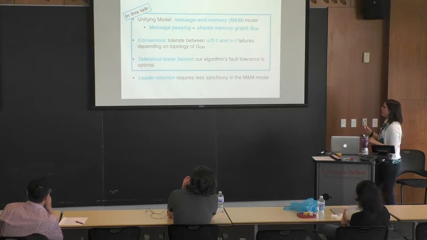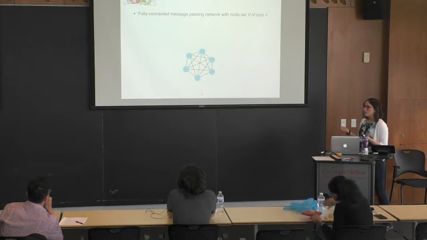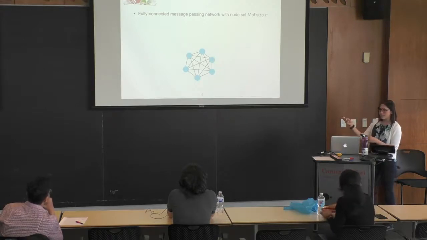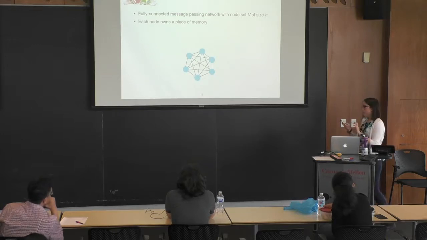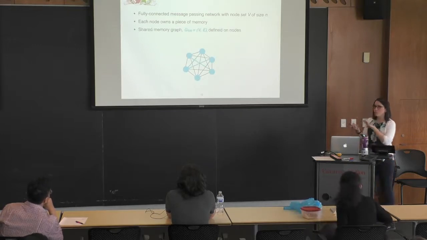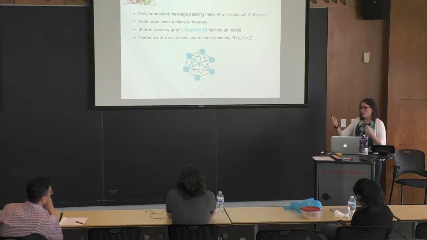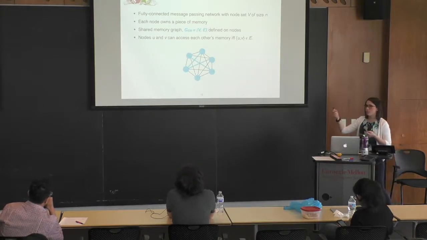All right, so without further ado, we're going to talk about our message and memory model, which we shortened to M&M. And in this model, we always assume you have a fully connected message passing system. And each node has some memory, right? And then on top of this system, we introduce a shared memory graph. And this shared memory graph says if there's a link between U and V, then U can access V's memory and V can access U's memory. So it's an undirected graph, and a link just simply means that these two processes can share memory with each other.